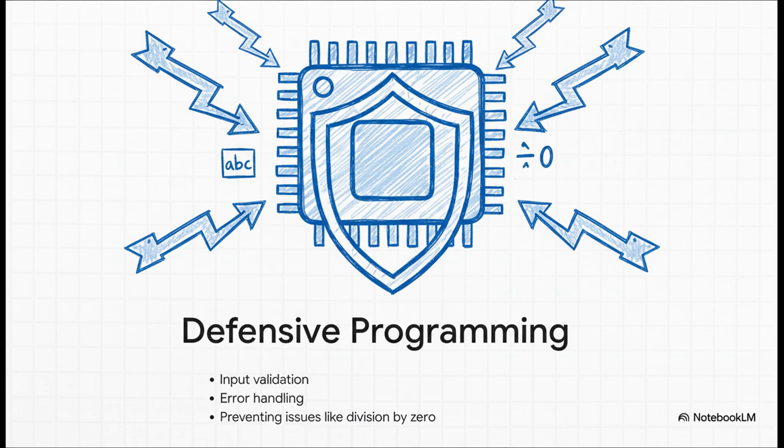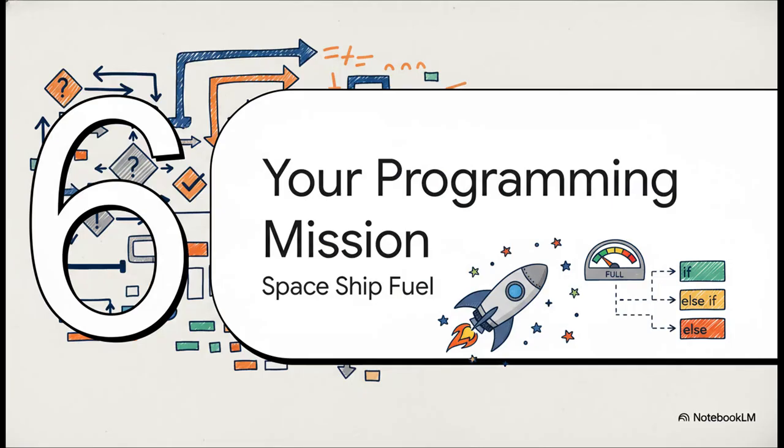You can use a simple if statement to check a user's input before you try to use it. Is it actually a number? Is it in the right range? This one check can prevent all sorts of disasters, like the classic divide by zero error that can bring a whole system down. Okay, enough theory.